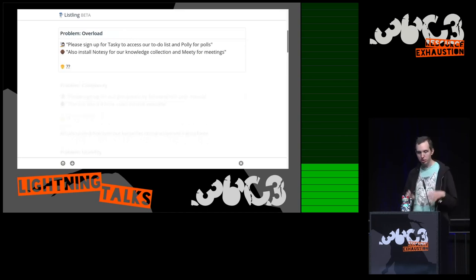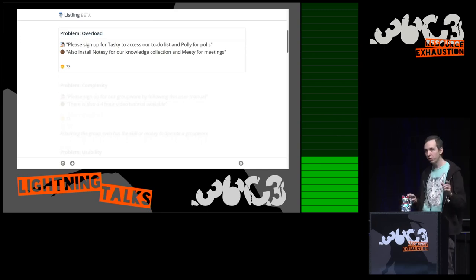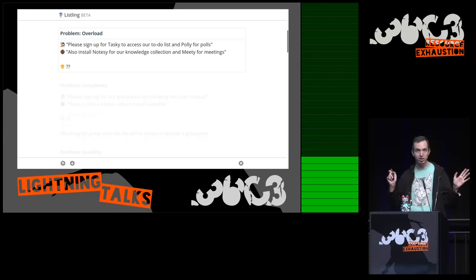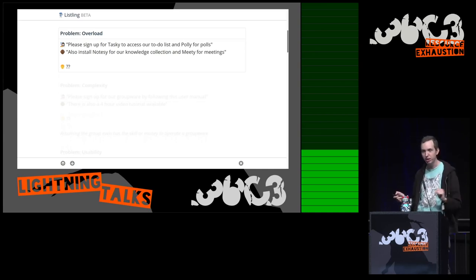If the group uses multiple online tools for collaboration, you will have this scenario where they tell the newcomer, okay, look, we have a shared task list and we use this app, please install it. And then we have a poll, please use this website and register. And also we have a wiki and we will make you an account. And the newcomer is like, oh, okay, I installed 5 apps and what was my password for the first one? Okay, this can get quite overwhelming.